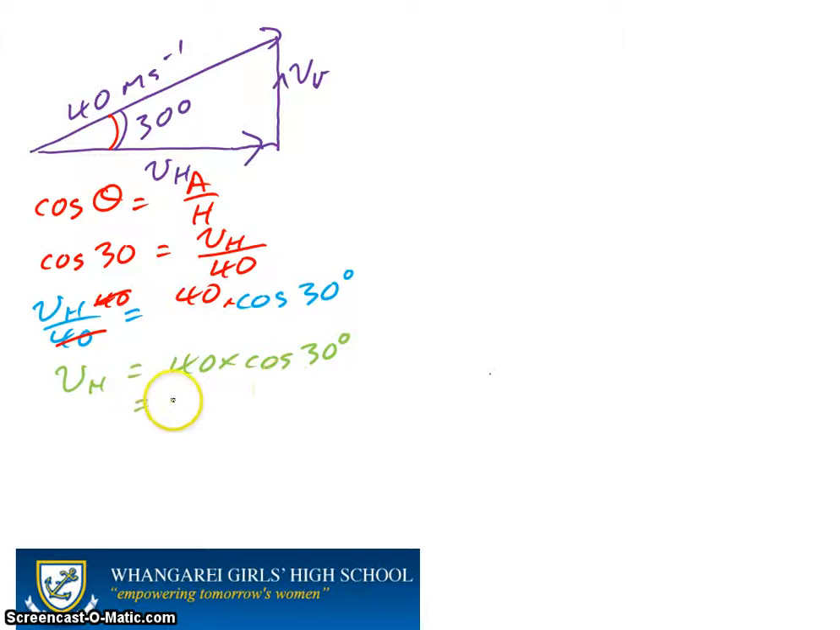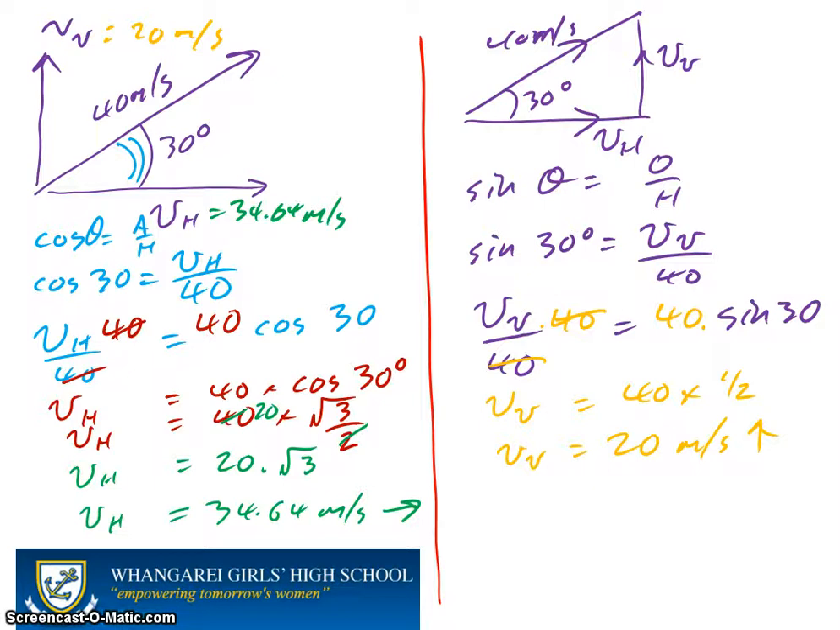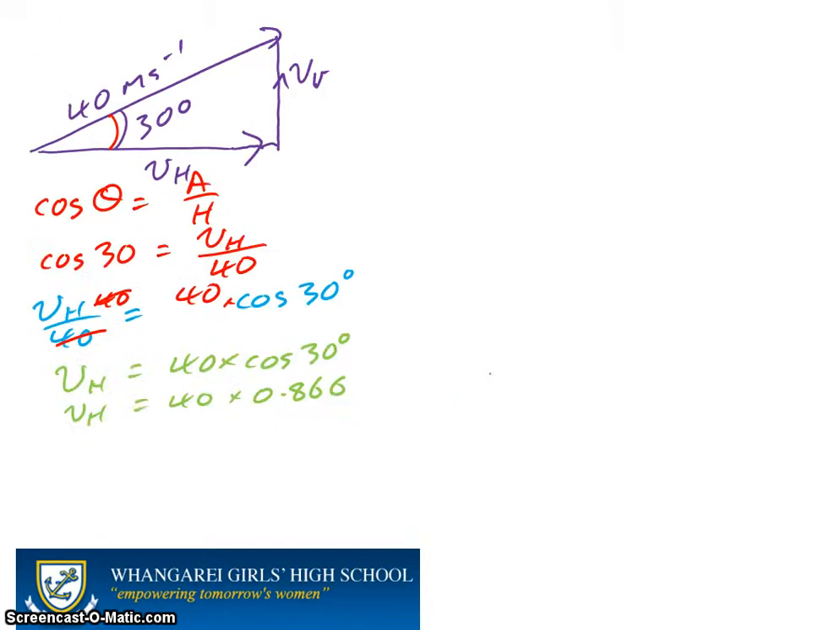And the cosine of 30 is equal to 0.866 roughly. And in a previous one I found that that was equal to 34.64 meters per second. I actually rehearsed this before I recorded it. Funnily enough, cosine of 30 is equal to the square root of 3 all divided by 2 as well. So we now know that the horizontal velocity is 34.64 meters per second that way.